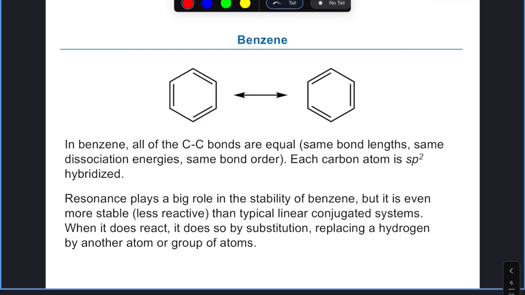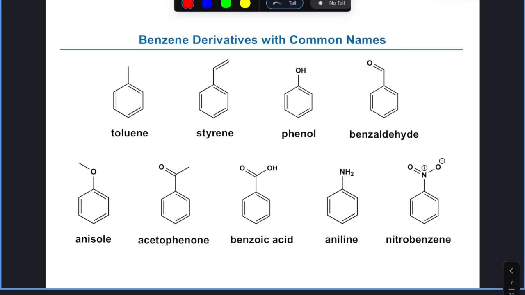And what that just means is that there's really no diagnostic difference. Each CH on this molecule is identical. Each CC bond is identical, despite the representation we see here. Now, common names. These are molecules where what we're doing is derivatizing the benzene.